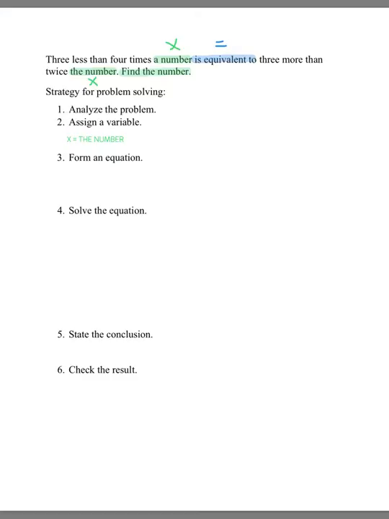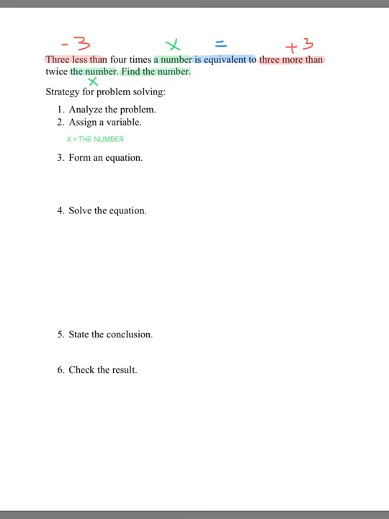We have 3 less than. Remember, 3 less than. So it's not going to be 3 minus. It's actually going to be the reverse order. It's going to be minus 3. However, on the other side, interestingly enough, it says 3 more than. So very similarly, it's going to be plus 3.